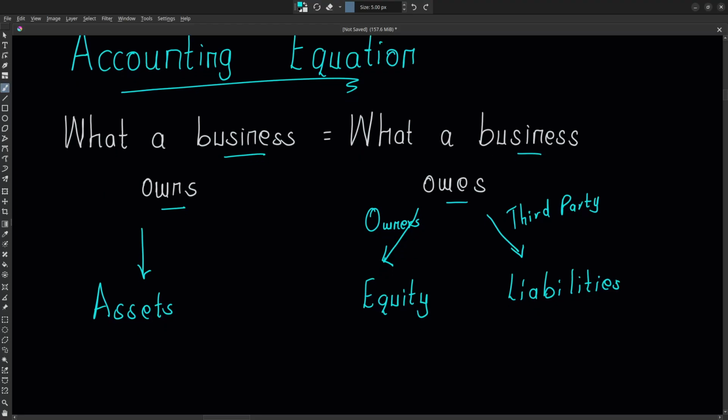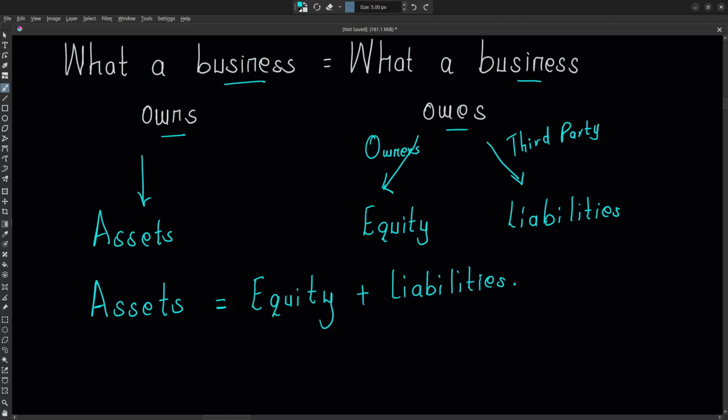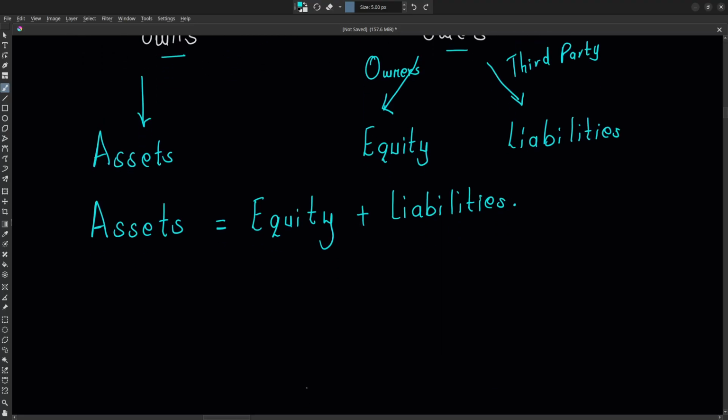So I've done previous videos on what exactly assets, equity, and liabilities are, with examples, so you can refer to them for a deeper understanding, okay? So for now, know that the accounting equation is: the assets of a business are equal to the equity of that business plus the liabilities of that business, okay? So we want to look at equity.